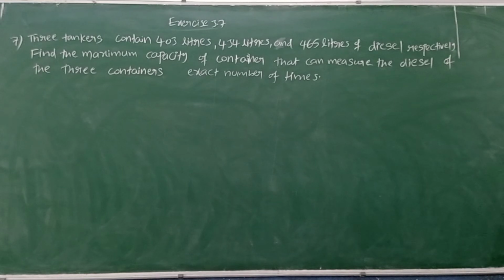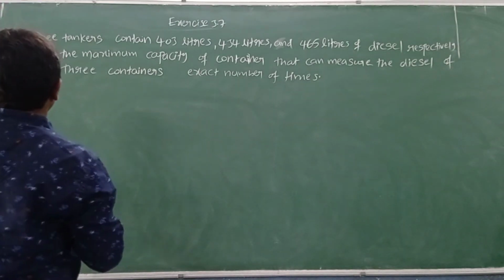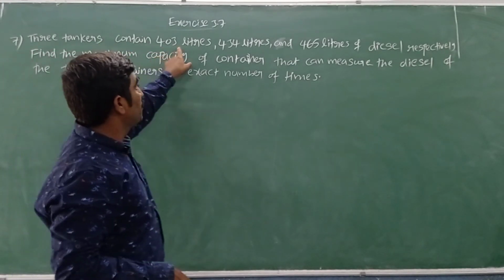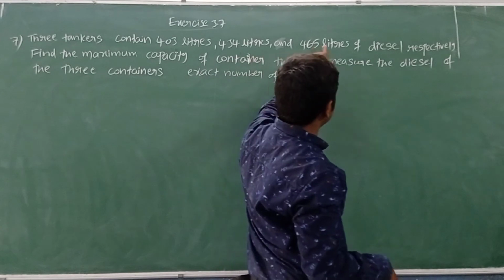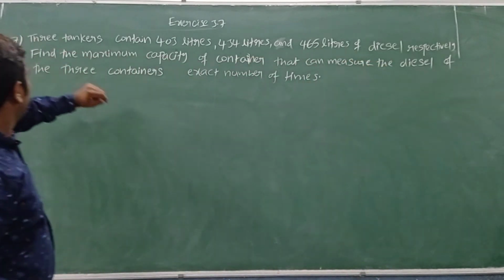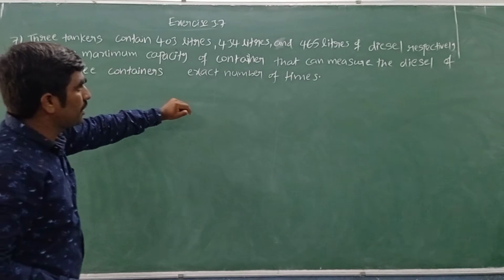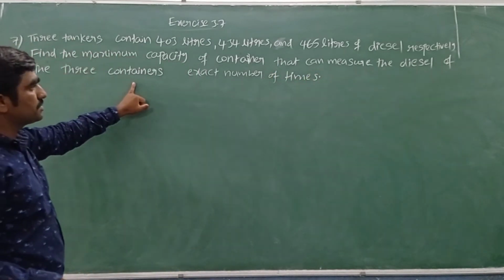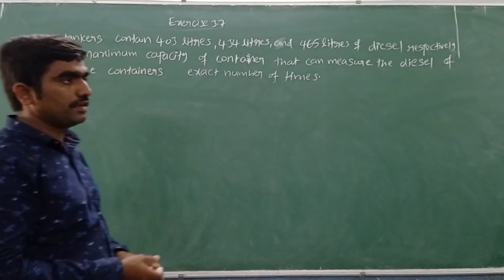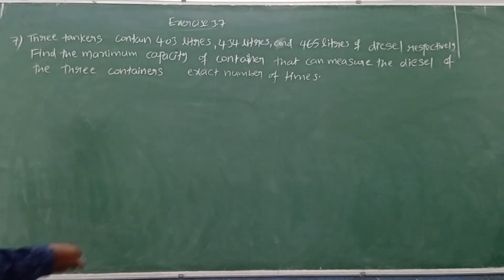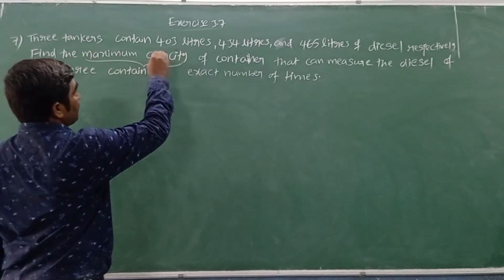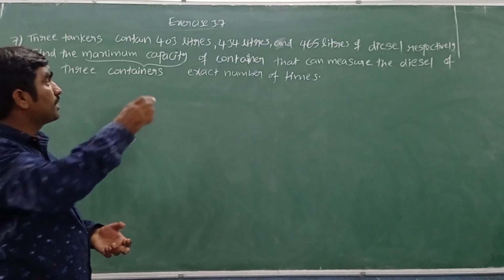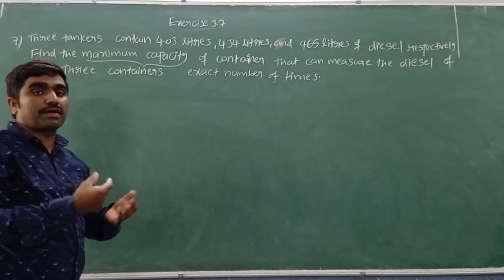Children, next see one more word problem based on the LCM HCF concept. The 7th one. Here they said 3 tankers containing 403 liters, 424 liters and 465 liters of diesel capacity. Find the maximum capacity of a container that can measure the diesel of the 3 containers an exact number of times. See, they are asking the maximum capacity. You have to find the maximum capacity of the tanker with which we can measure all these 3 an exact number of times.